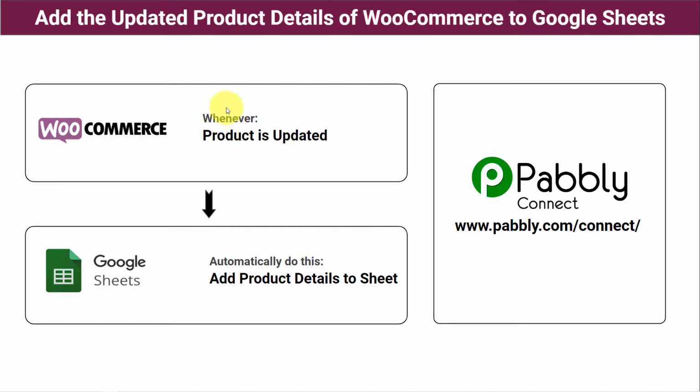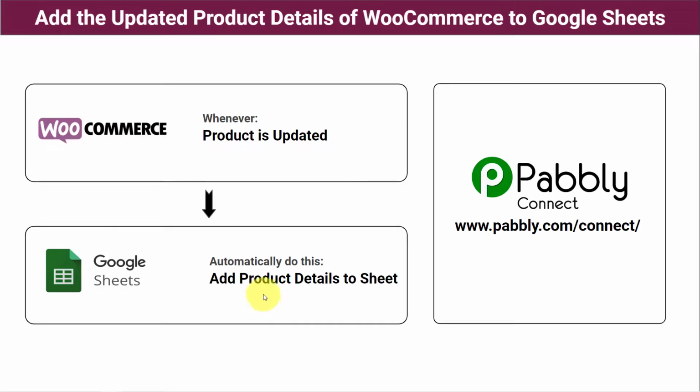Hello everyone, in this video we will learn how to add the updated product details of your WooCommerce store to Google Sheets automatically. So you own a WooCommerce store and whenever you update a specific product in your store, you want to add the details of the very same product to your Google Sheets. But if you follow this manual approach, you are definitely going to kill a lot of your time throughout the day. What if I tell you, you can entirely automate this process?